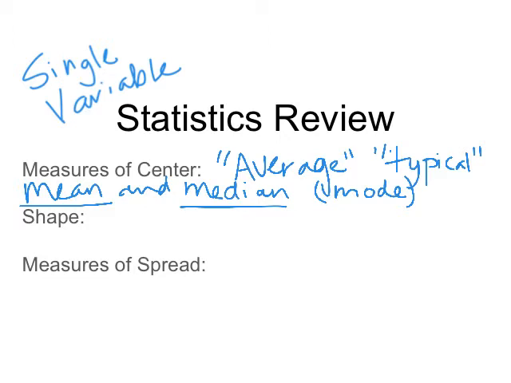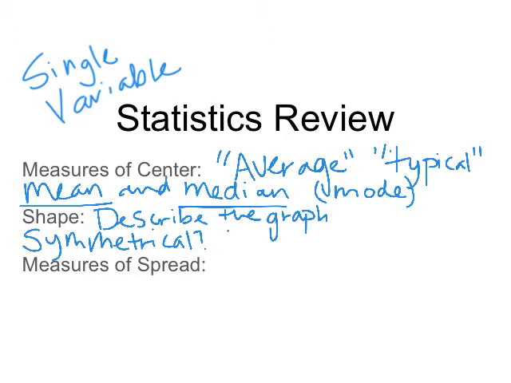Then there's the shape. So that's all about what does the graph look like. So often that means, is it symmetrical? Is it skewed? Does it have any gaps? This is all vocabulary that hopefully is ringing bells and sounds familiar.